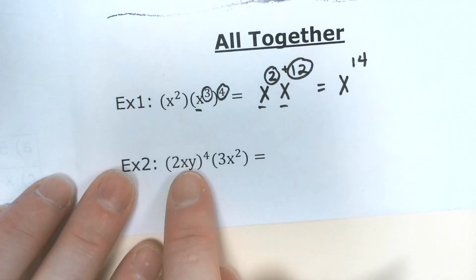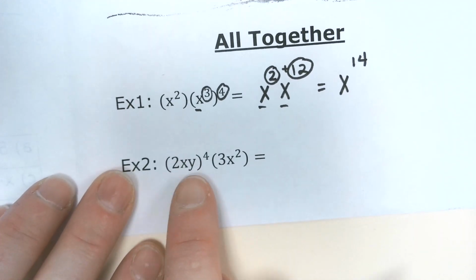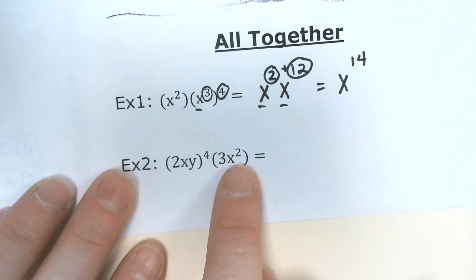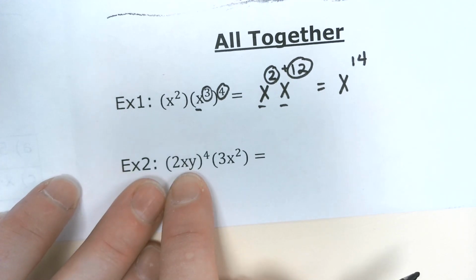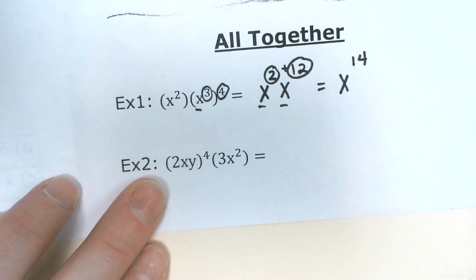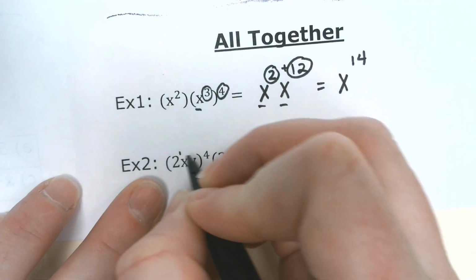Okay, let's look at example 2. 2xy to the fourth, 3x squared. Nothing outside of here. So this is just going to come straight down. But let's do this one first. Everything needs an exponent. That means there's an invisible 1 if there is no exponent. So go ahead and put your 1s there.